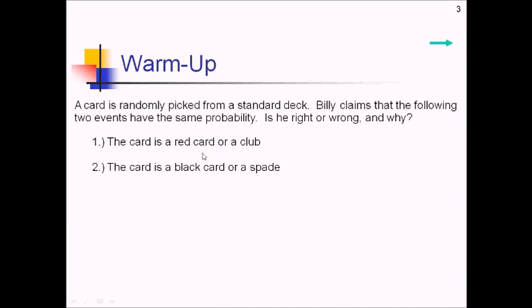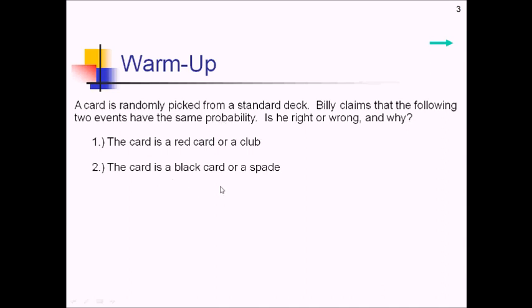In the first case, are there any red cards that are also clubs? Well, no, club is a black color. It's one of the black suits. So these two events here, red card or club, you could say that those are mutually exclusive. You can't be in both of these at the same time.